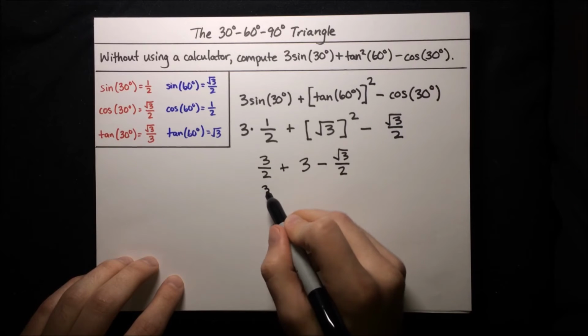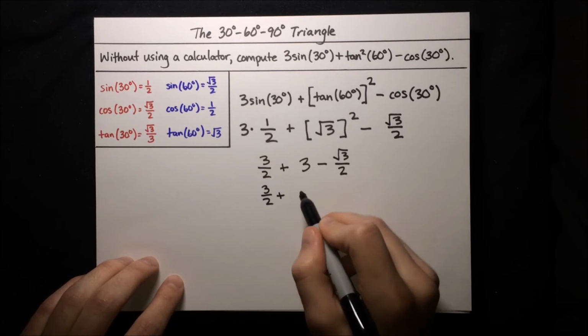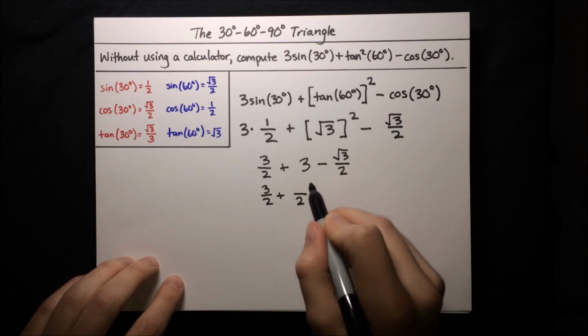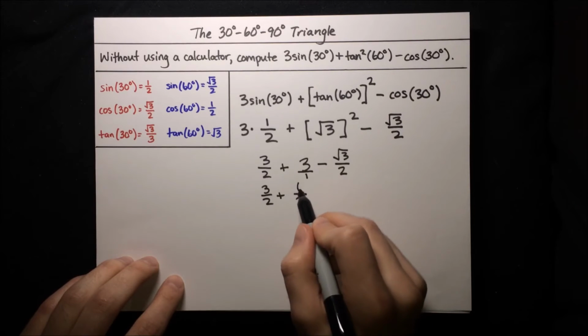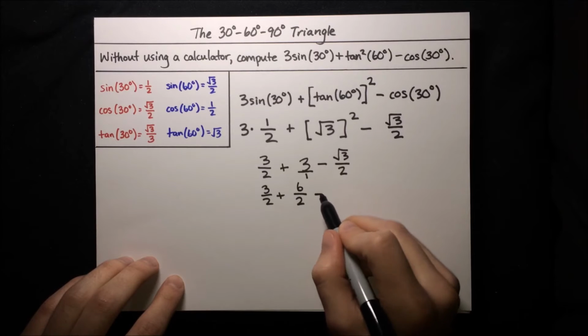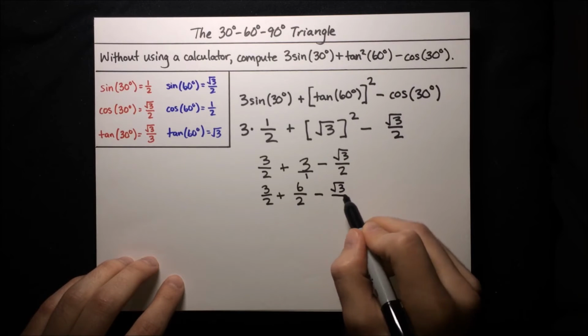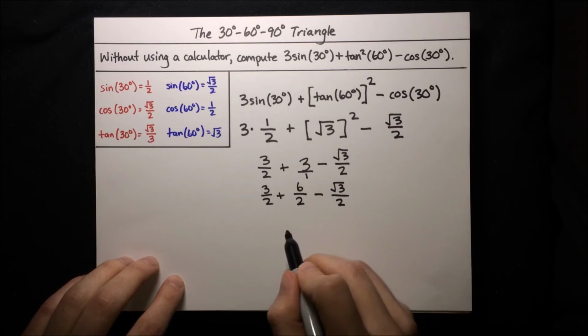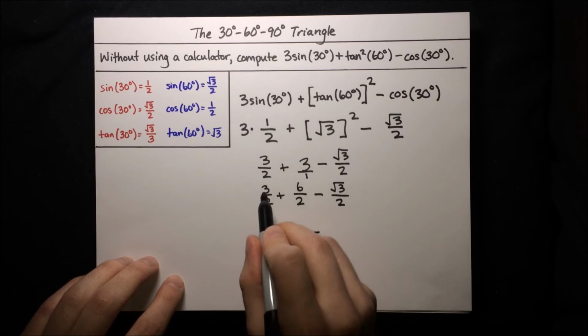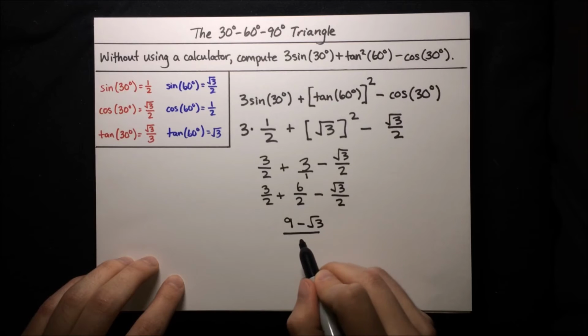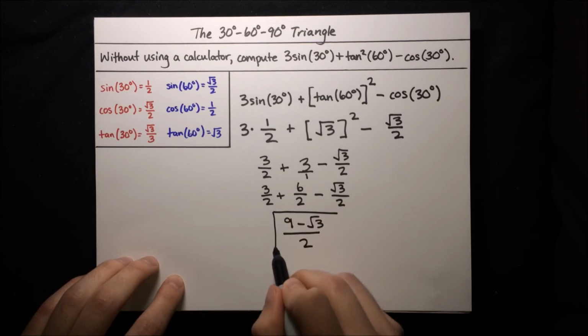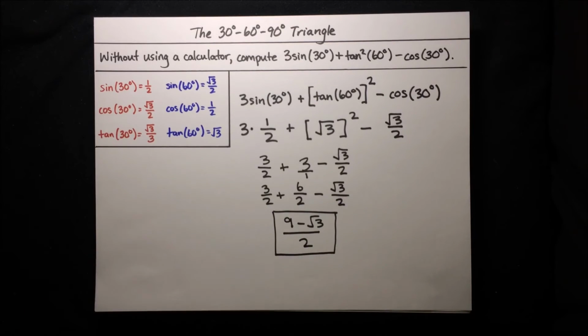So this is 3 halves plus, let's change this to out of 2. So interpret this as a fraction, 3 over 1, multiply top and bottom by 2, get 6 over 2, and then minus root 3 over 2. And then adding all of this up, we've just got 3 plus 6, that's 9, and then minus root 3 over 2. So there we go. There's our result.